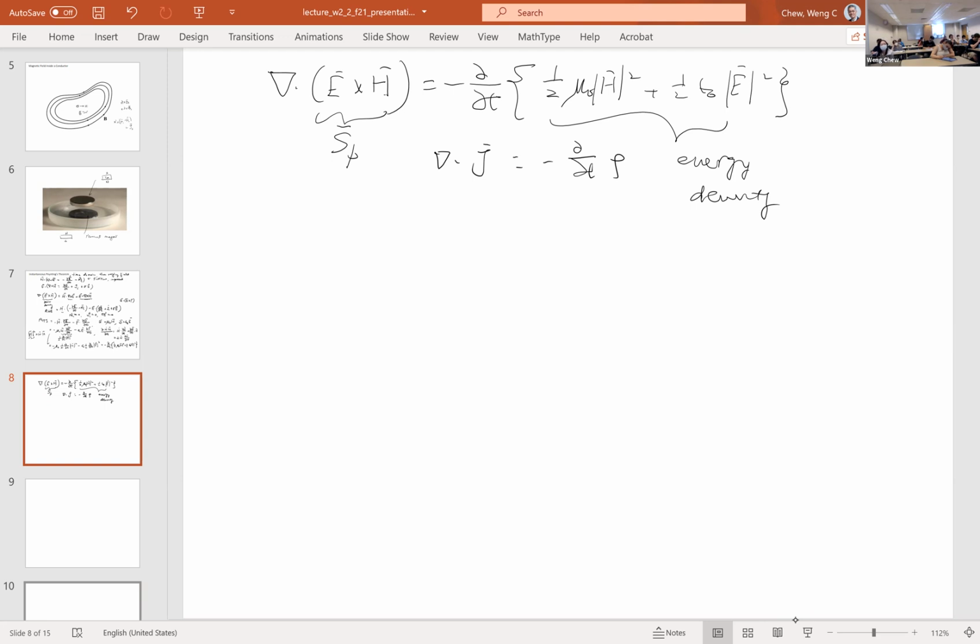And hence you can write this equation. This I can call W, with a time derivative. I can write this equation as the divergence of the power flow, just like current flow, is the time rate of change of the energy density. So this is essentially a statement of energy conservation.